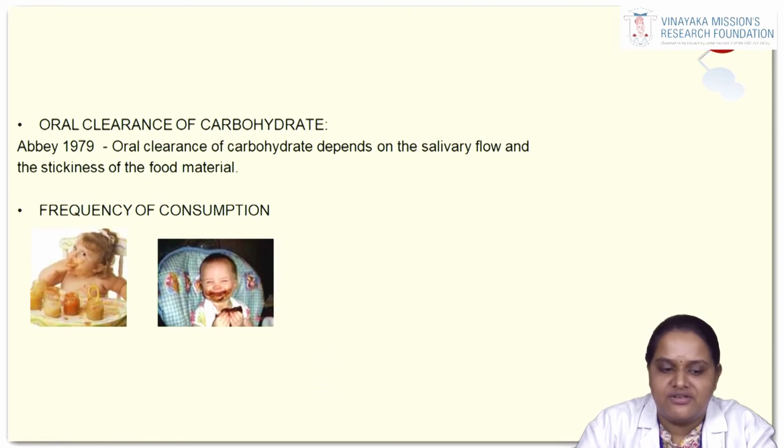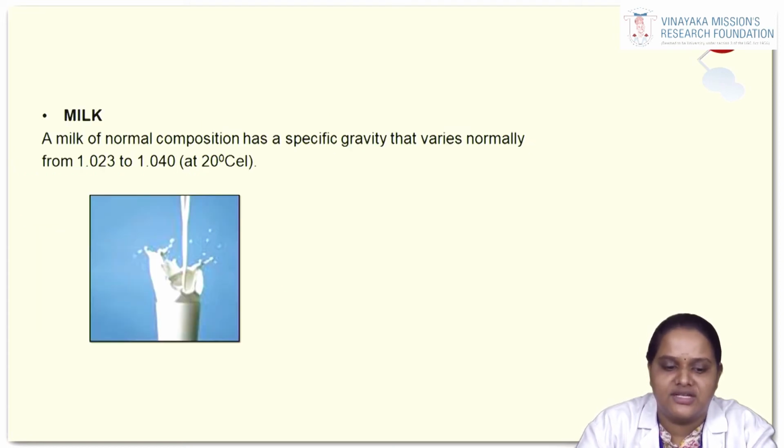Oral clearance of carbohydrate: again, Abe in the year 1979 quoted that oral clearance of carbohydrates mainly depends on the salivary flow rate and the thickness of the food material on the tooth surface, and also the frequency of sugar consumption is found to play a very important role when you talk about caries.